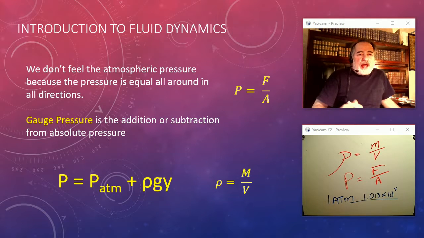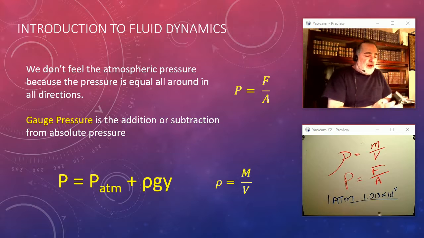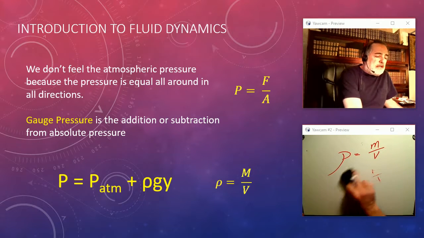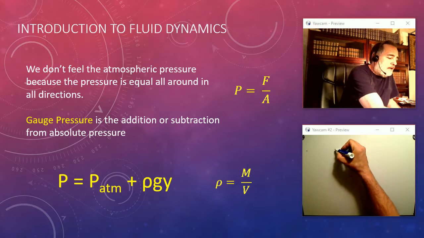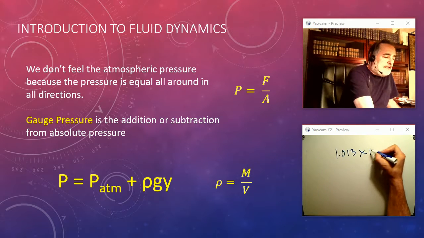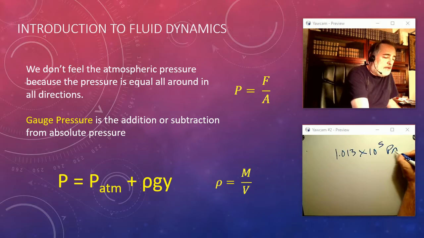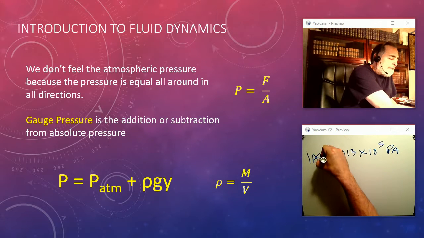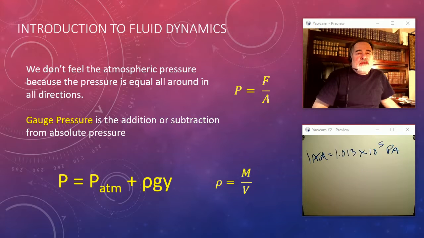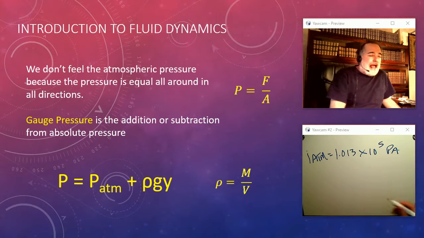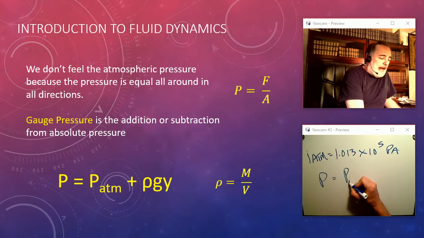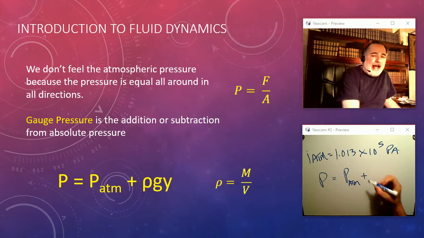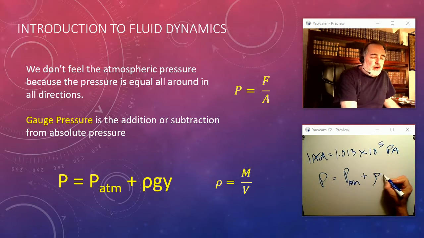So, how do we apply these? Well, pressure, we're feeling this all around us equally, and there is an atmosphere pressure on you, give or take, depending on whether you're at sea level or not. And an atmosphere, as I said, is 1.013 times 10 to the 5th pascals. And so when we want to know the absolute pressure, we have to add to that pressure of 1 atmosphere something called gauge pressure.